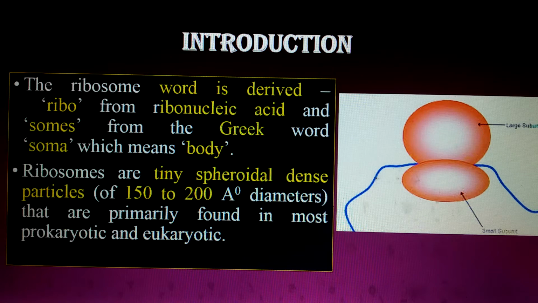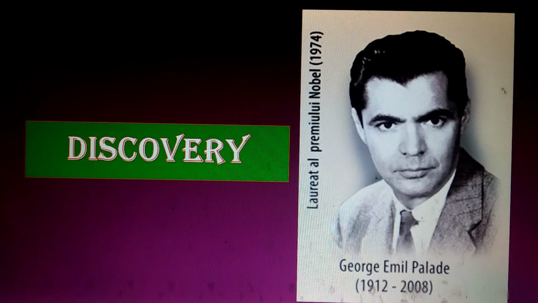Now ribosomes are tiny spherical dense particles about 150 to 200 angstrom in diameter that are primarily found in most prokaryotic and eukaryotic cells, meaning all types of cells. Is it clear? Okay.